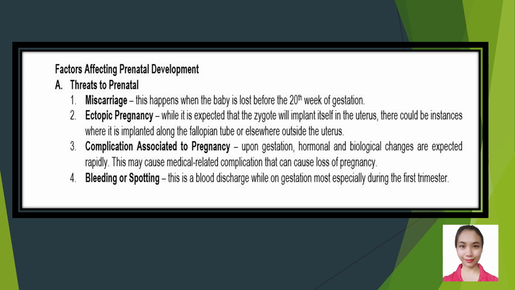Number 1, class, is anemia. This is having lower than the normal number of healthy red blood cells. Next is UTI, urinary tract infections. A UTI is a bacterial infection in the urinary tract. Next is mental health conditions. Some women experience depression during or after pregnancy. It really causes complications to pregnancy, the mental health condition of a pregnant woman.